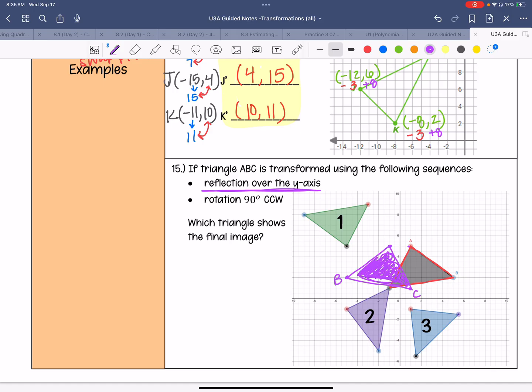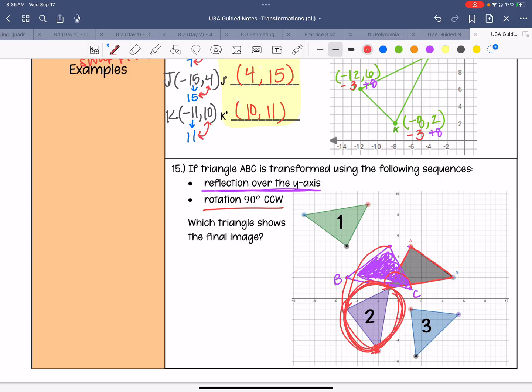All right, our second transformation says we need to rotate this 90 degrees counterclockwise. So that means I'm going to take this and I'm going to rotate it 90 degrees counterclockwise. And notice we can see if we rotate all of these 90 degrees counterclockwise, we are going to end up at triangle 2. So that would be our final answer.